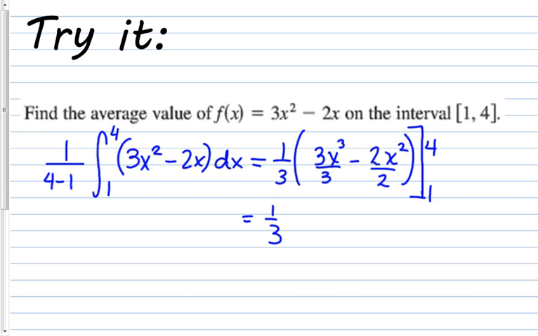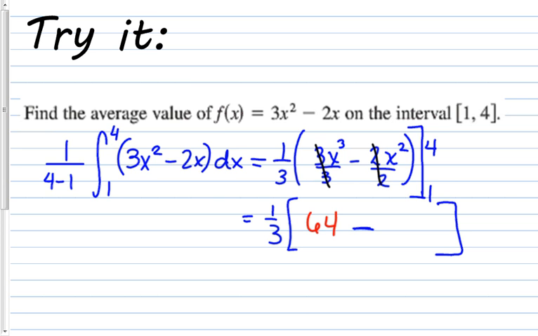So 1/3, and then I need to plug in the 4, and I need to plug in the 1. Hopefully you're like, oh my god, 3 divided by 3 is uno, 2 divided by 2 is uno, so we don't need those. So plug in the 4. 4 cubed. What's that? 4 times 4 is 16, times 4 is 64. Oh my god, yes. Brain fart!